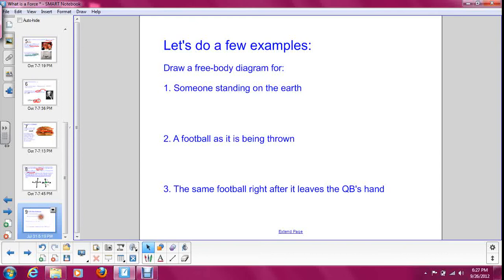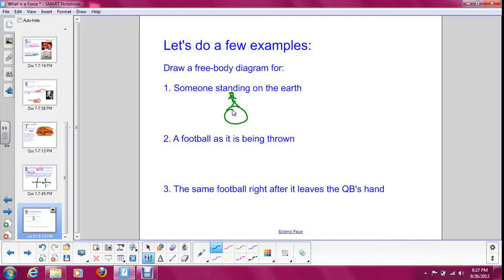So let's do a few examples. Number 1, draw a free body diagram for someone standing on the Earth. Especially in the beginning, a good way to start these kinds of problems is to draw a picture. So we can draw the Earth and a little person standing on the Earth. Actually, this is a gigantic person, but just for the sake of the drawing. That is our person standing on the Earth.